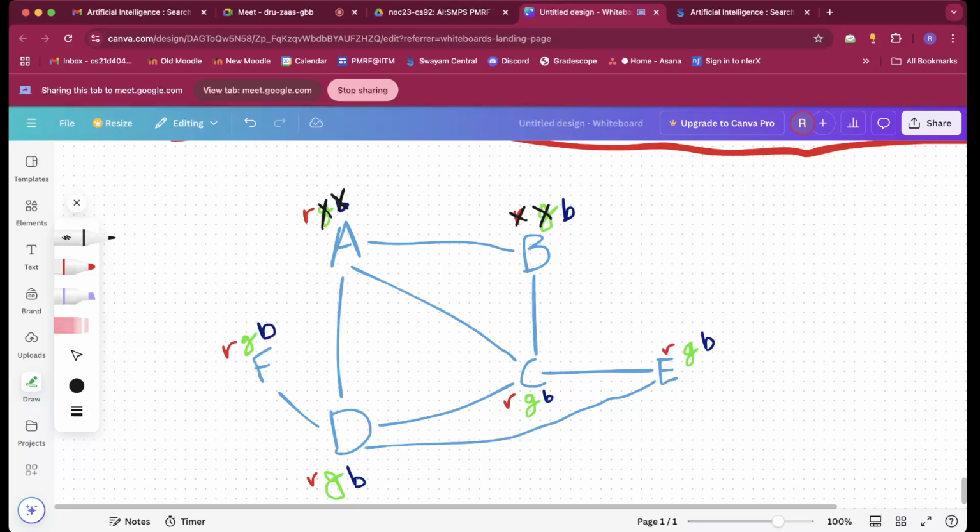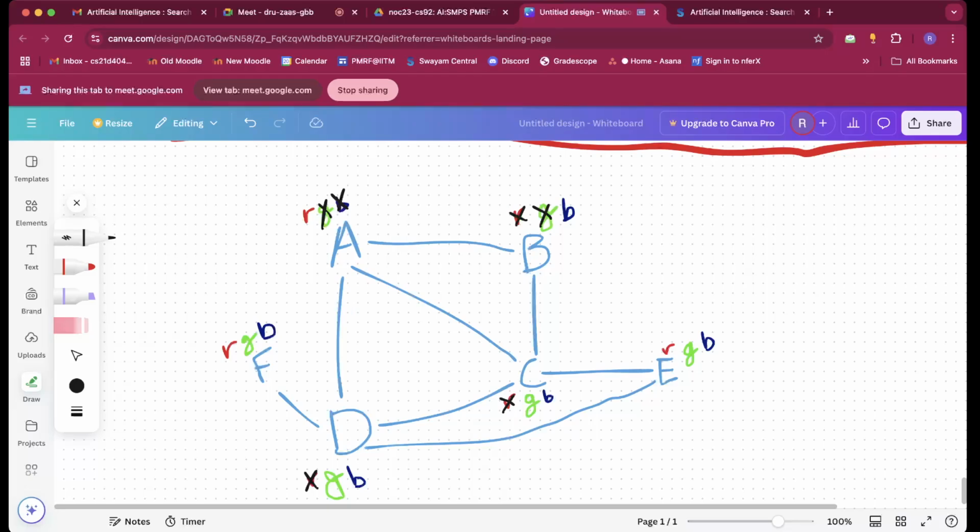Now because we assigned red to A, any adjacent region to A cannot be assigned red. We know that D is adjacent to A, so we can cross out red from D. We know that C is adjacent to A, so we can cross out red from C. And B already has the partial assignment of blue, which also has the red crossed out, so that checks out. So now we have assigned a color to A.